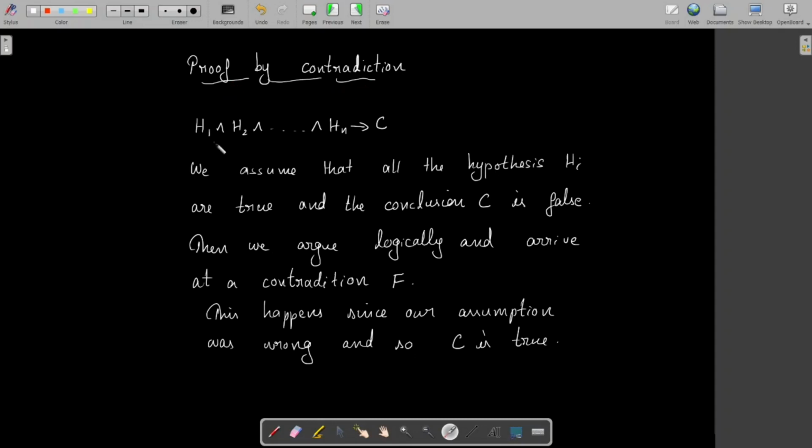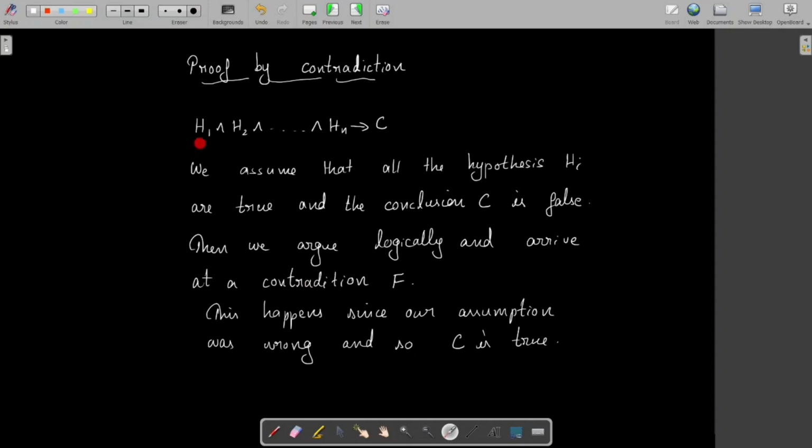Suppose we have a theorem h1 and h2 and so on, and hn implies the conclusion C. That is, if all these hypotheses are true, we have to prove that the conclusion C is true. We assume that all the hypotheses hi are true and the conclusion C is false. So this is the method of proof by contradiction. Here we assume that all the hypotheses are true, and at the same time the conclusion C is false. Then we argue logically and arrive at a contradiction F. A contradiction is always a false statement.